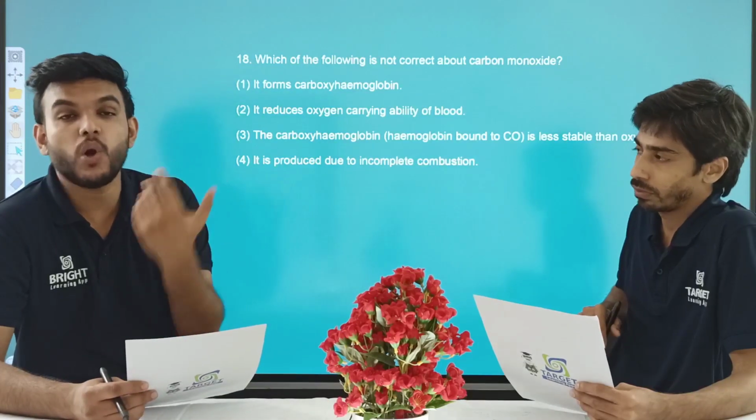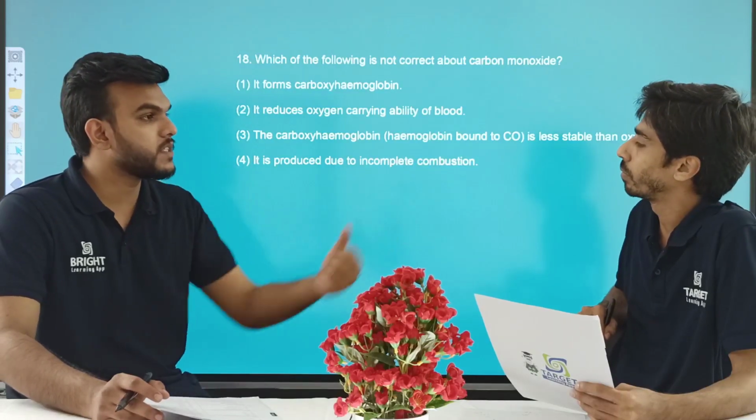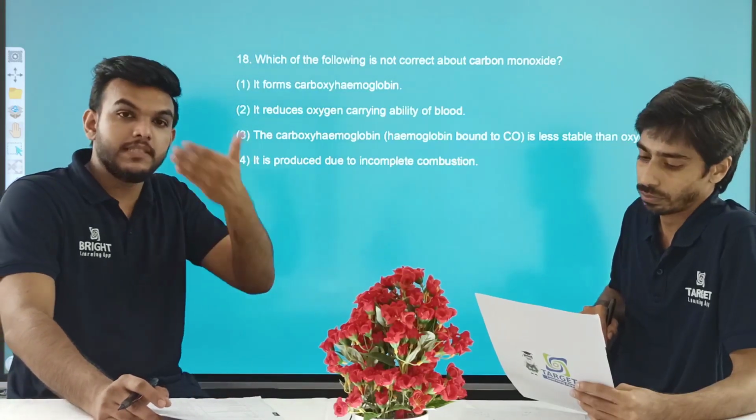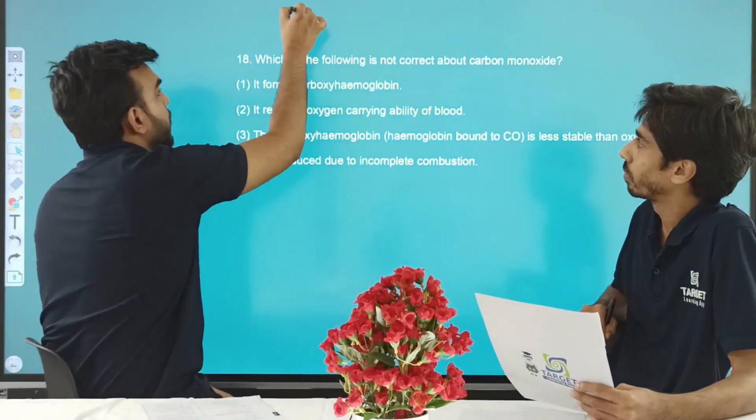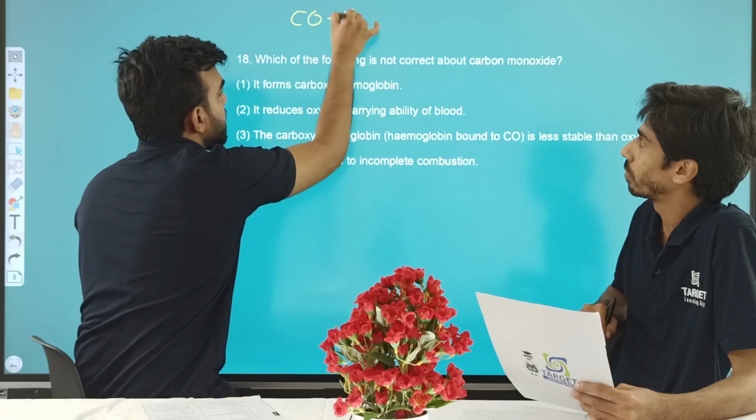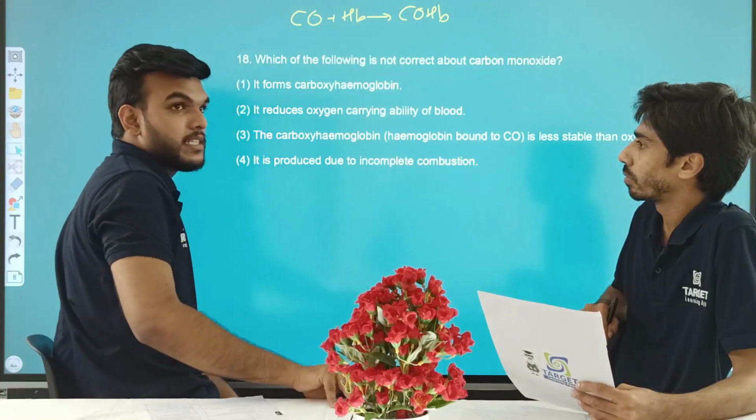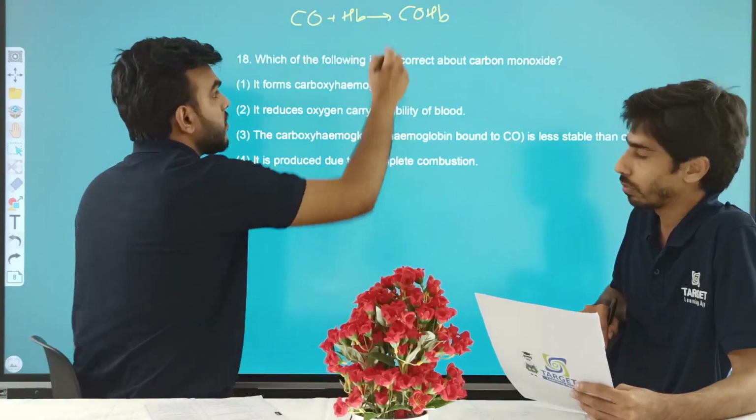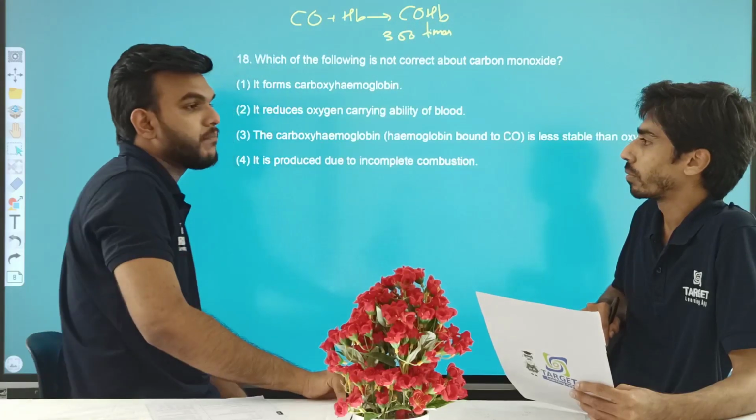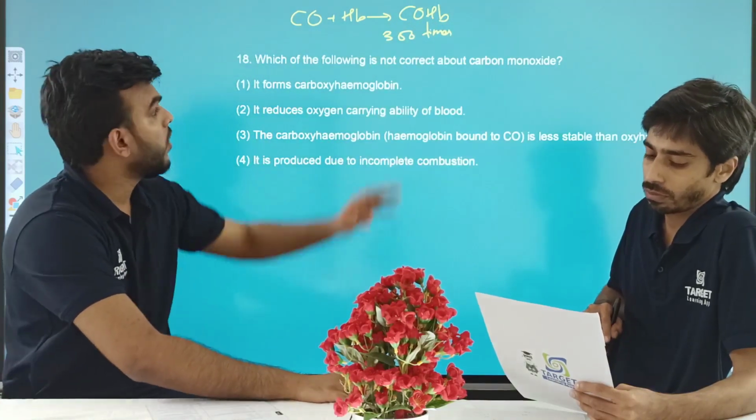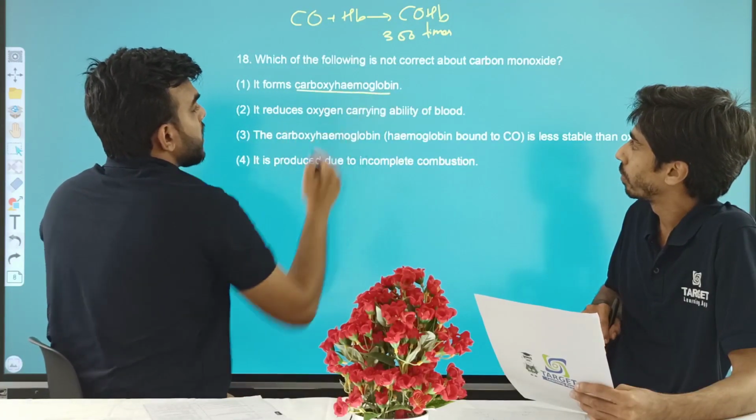Which of the following is not correct? First, it forms carboxyhemoglobin. We know that concept, especially in the case of cigarette smokers. If they take in carbon monoxide, it reacts with hemoglobin, Hb, to form carboxyhemoglobin, which is 300 times more stable than oxyhemoglobin. So this is the right concept, and they are asking for the incorrect one.